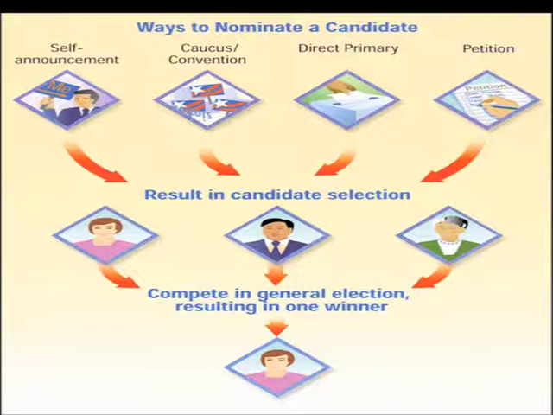The convention is considered more democratic than the caucus. Convention delegates were selected to represent the people's wishes. However, party bosses soon found ways to manipulate the system, and the convention system was on its way out by the early 1900s.